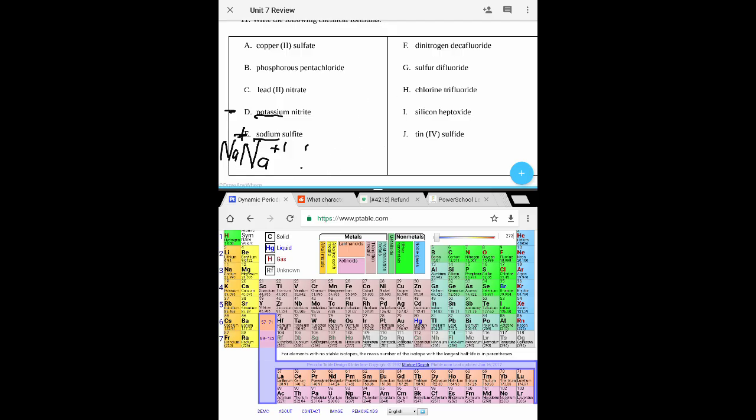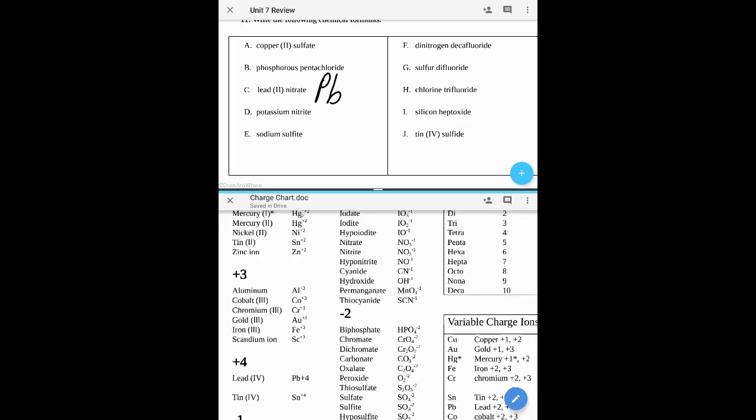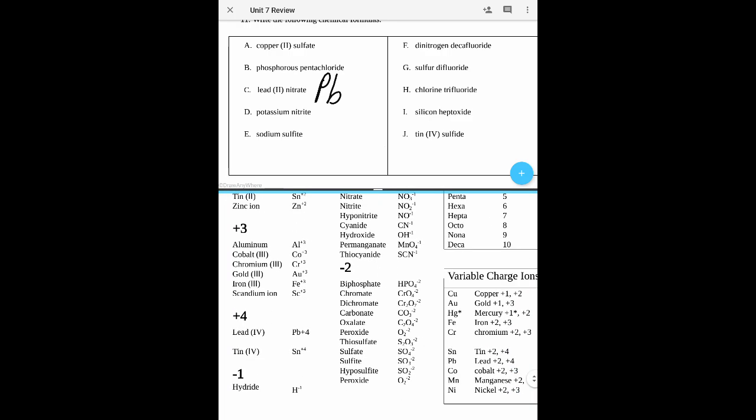All right, so next one, we are going to do lead 2 nitrate. Again, we identify the two parts: lead, which is Pb, and nitrate, which, according to our charge chart, is at the very top: NO3 minus 1. Oh, that's a 3 minus 1.